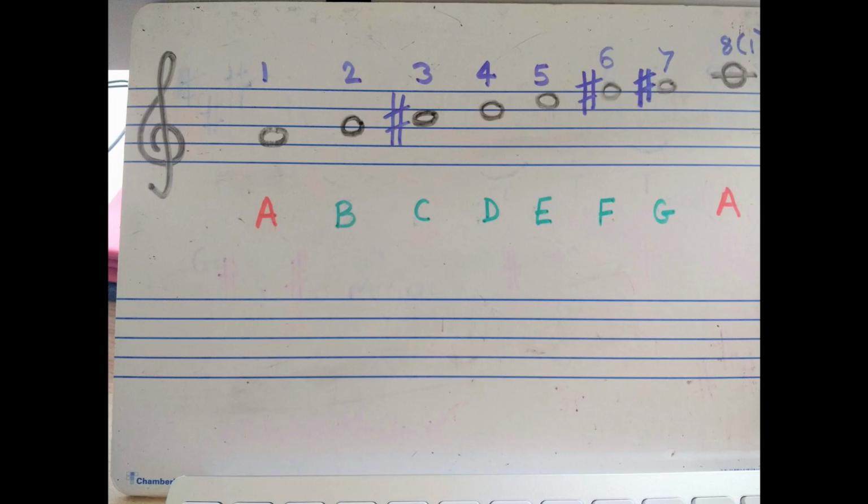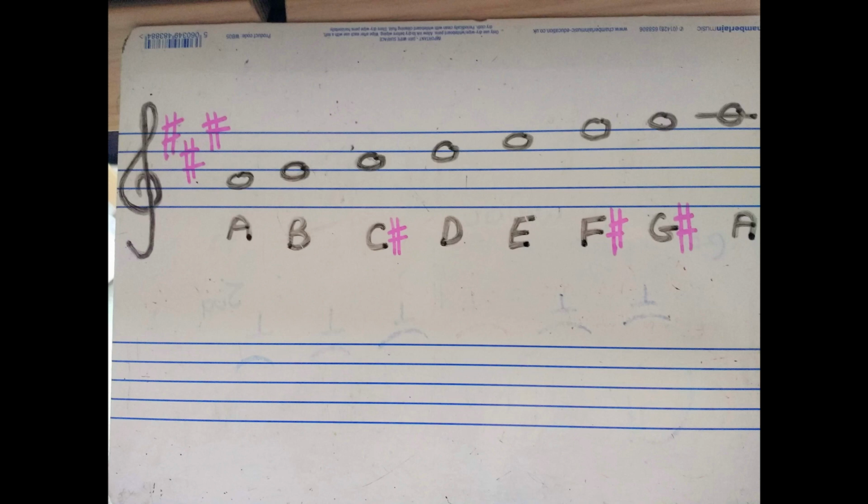And depending on what the question asks you, you either write it how we've done, or you might write it with a key signature. And if you're writing with a key signature, then you need to follow the order of the flats or the order of the sharps. So the F would come first, then the C, and then the G.